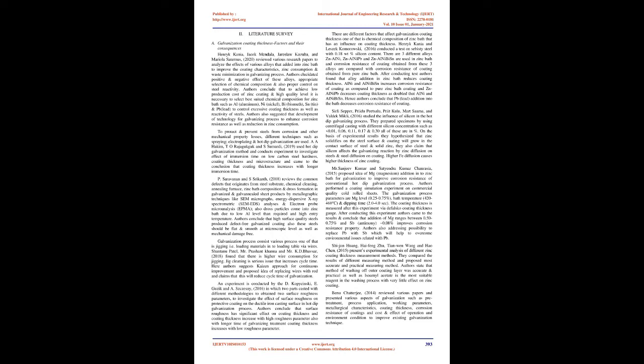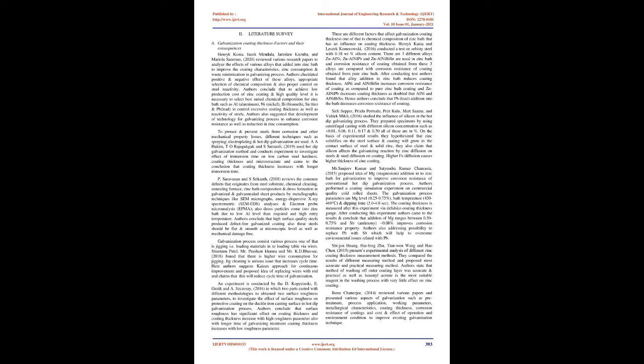P. Saravanan and S. Srikanth, 2018, review the common defects that originate from the steel substrate, chemical cleaning, annealing furnace, zinc bath composition and dross formation in galvanized and galvannealed sheet products by metallographic techniques like SEM micrographs, energy dispersive X-ray spectrometric SEM-EDS analyses and electron probe microanalysis, EPMA. Also dross particles come into the zinc bath due to lower Al level than required and high entry temperature. Authors conclude that high surface quality steels produce defect-free galvanized coating. Also these steels should be flat and smooth at microscopic level as well as mechanical damage-free.